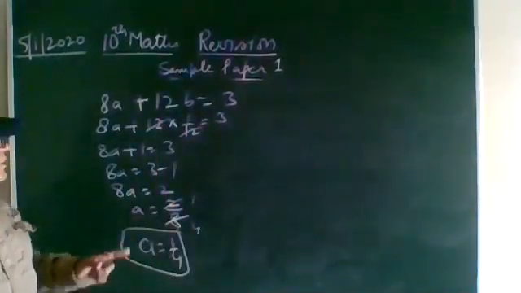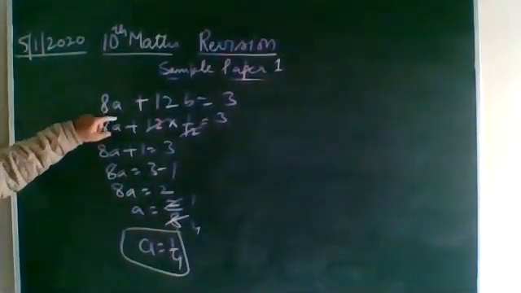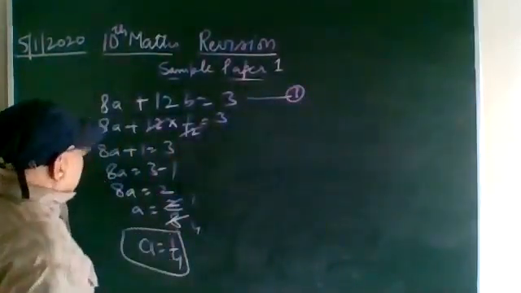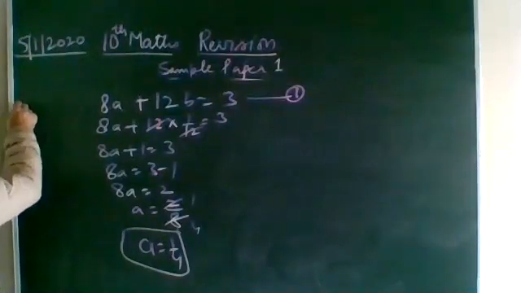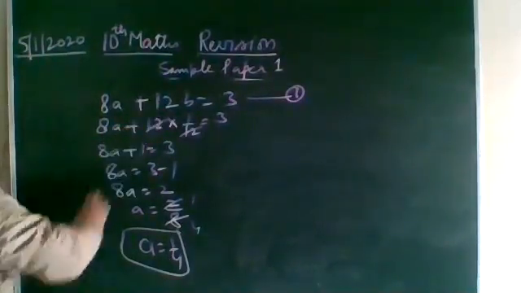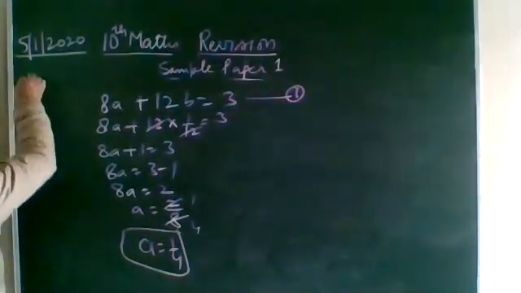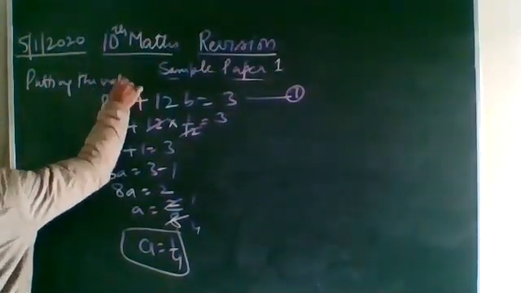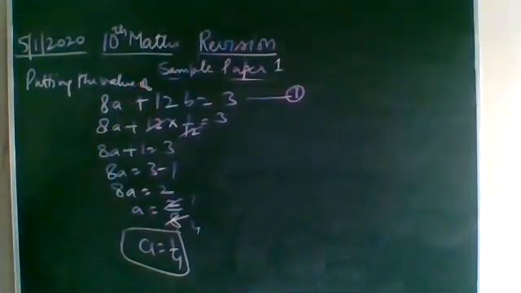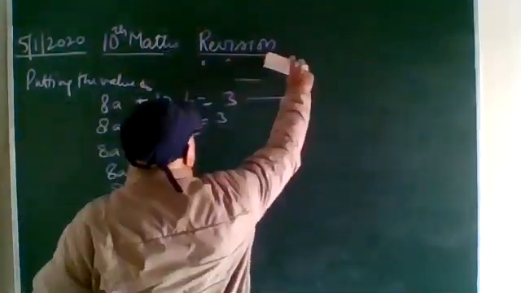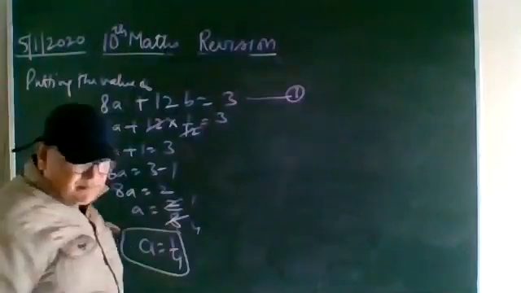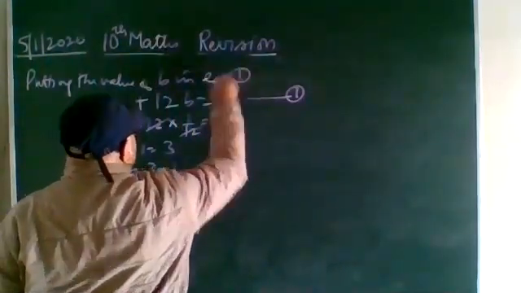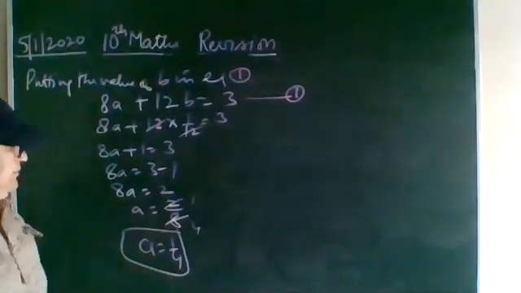Yes, the mistake, this is equation number 1. Now, what have we done? Putting the value of B in equation number 1. So here you are getting A.